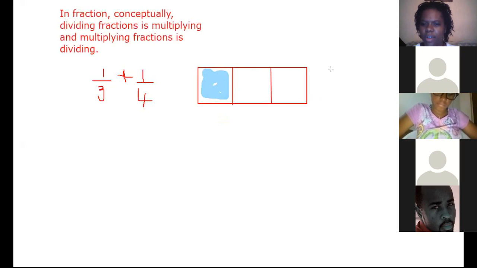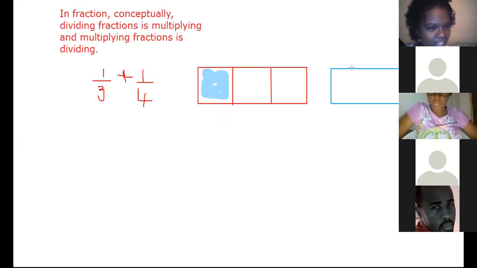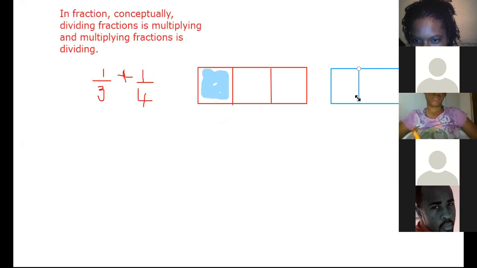And then let me try now to represent my 1 over 4. And of course, I have to split this into how many parts? 4. 1 over 4. What is that key word that is important? Equal parts. Equal. Trying my best. That's not equal.